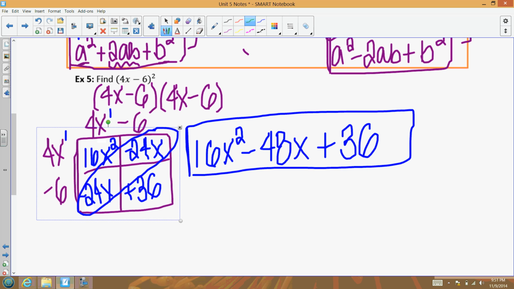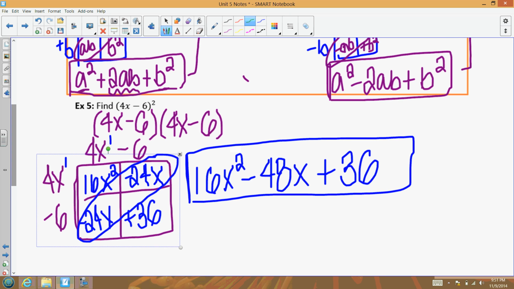The shortcut is using these formulas from up top. Since there was a minus in between the 4x and the 6, you would use this formula here, the a squared minus 2ab plus b squared formula. And that's only because it's this entire thing being squared with a minus between it. So if you wanted to use that formula, well, a would have to be 4x.